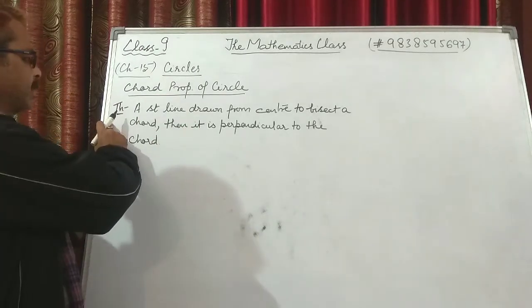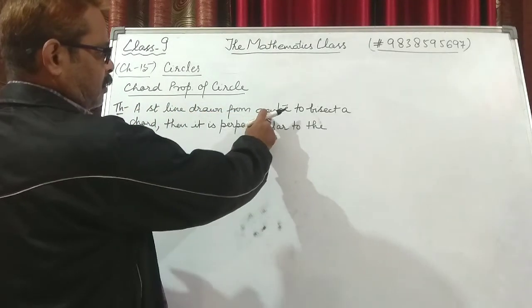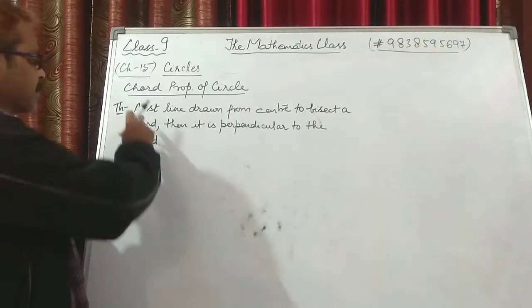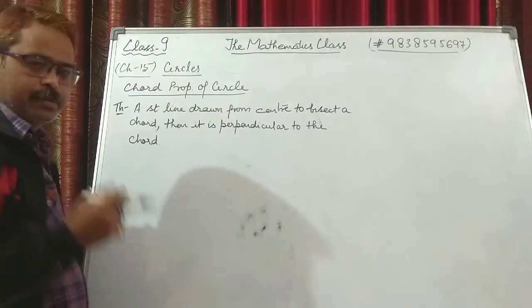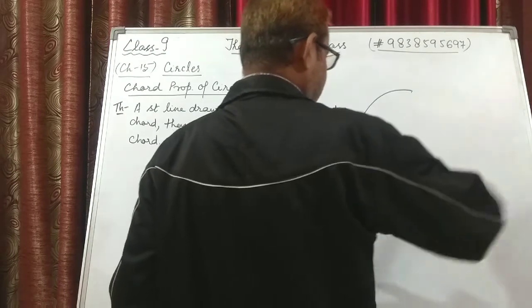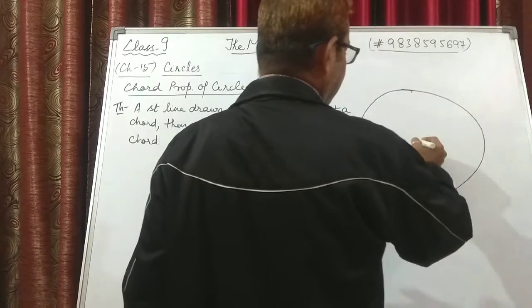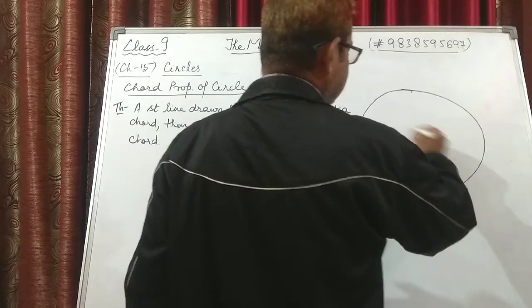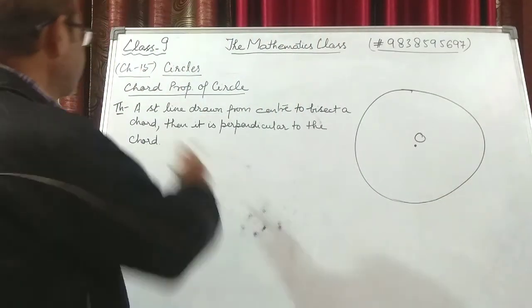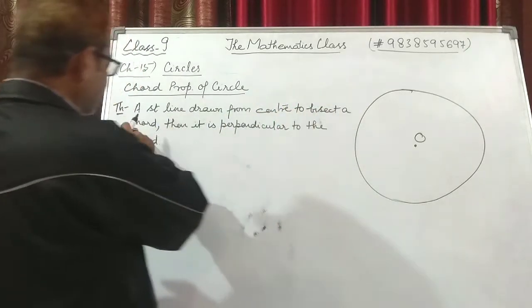First of all, I have written the statement: a straight line drawn from the center, meaning the center of the circle, to bisect a chord. I have written it in short. So I am drawing a circle, and in this circle I have taken O as the center.